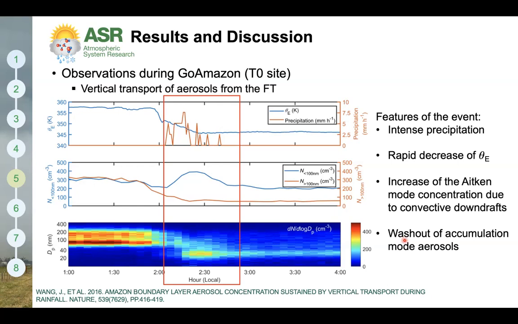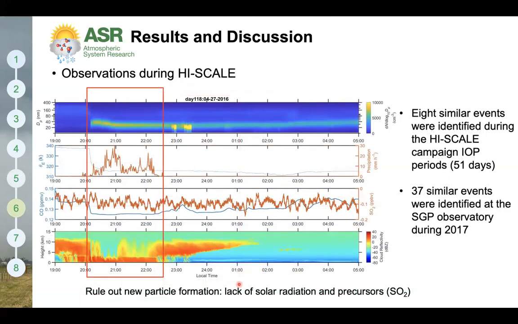So then we wonder, is this deep convection mechanism a prevalent mechanism for providing aerosols into the boundary layer? The answer is yes. So we looked at the aerosol and cloud data during the HI-SCALE campaign and also during the long-term measurement at the SGP site. Actually, here we found a very similar case during the HI-SCALE campaign, where you can see that in the second panel, intense precipitation occurred during local time of around 8 to 10 p.m. And at the same time, the theta E decreased significantly.